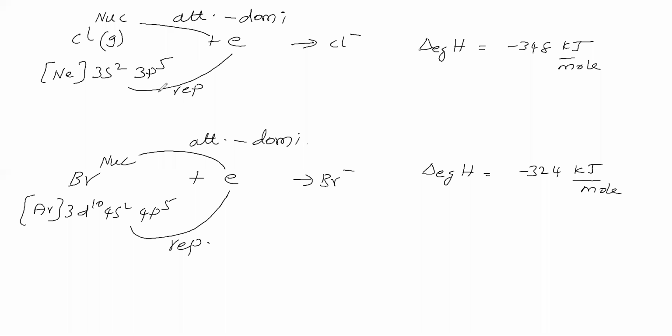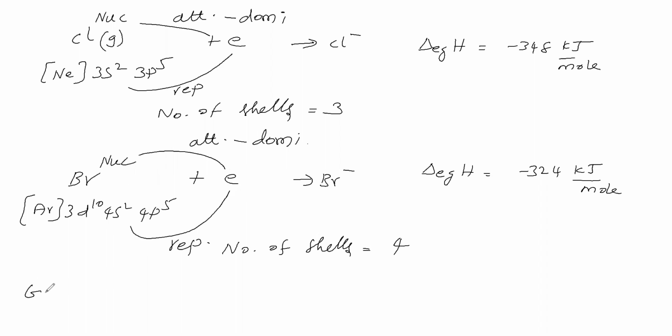Now we will take the number of shells in chlorine. In chlorine the number of shells is 3, that means the incoming electron is going to the third shell. In bromine the number of shells is 4, that means the incoming electron goes to the fourth shell.